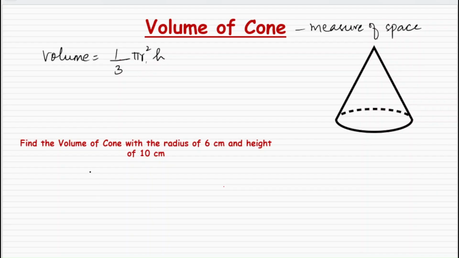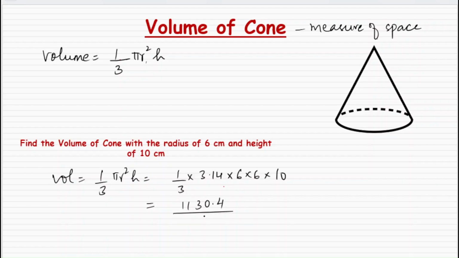All right. So let's do this question with simple, pretty easy numbers. Find the volume of the cone with the radius of 6 centimeter and height 10 centimeter. So volume is 1 by 3 pi r square h. So 1 by 3 times 3.14 times radius is 6, so 6 times 6, height is 10. Now, when you multiply all these four numbers, you will get 1130.4 divided by 3, and the volume comes out to be 376.8 centimeter cube. The volume is always in cubic units.